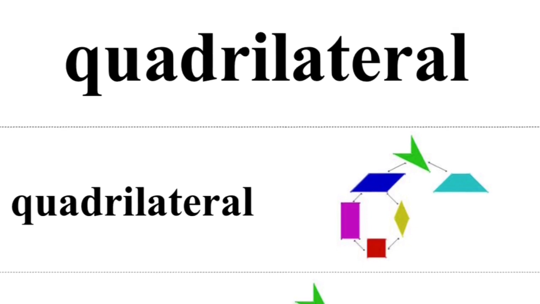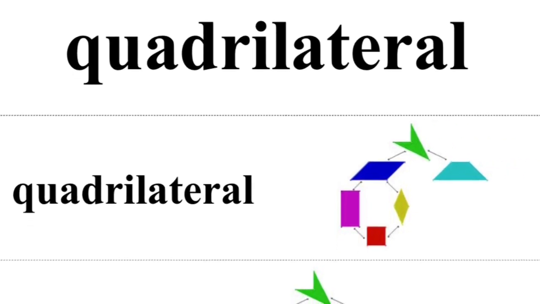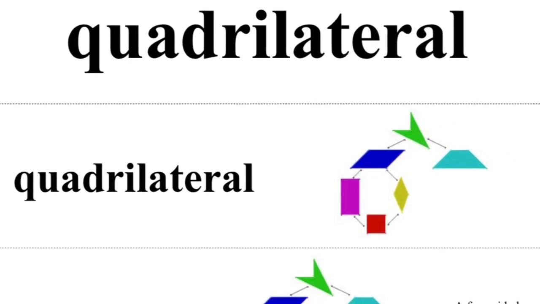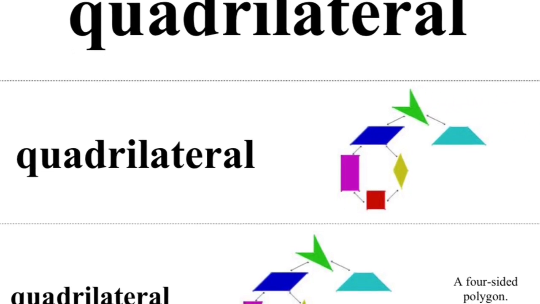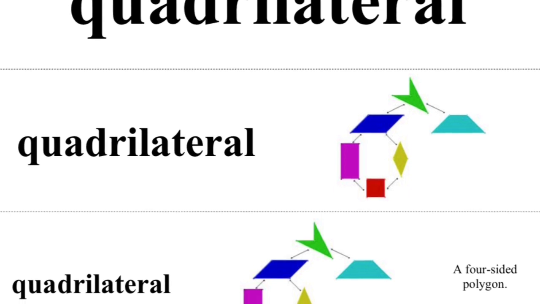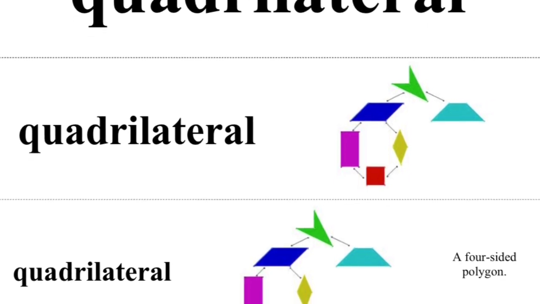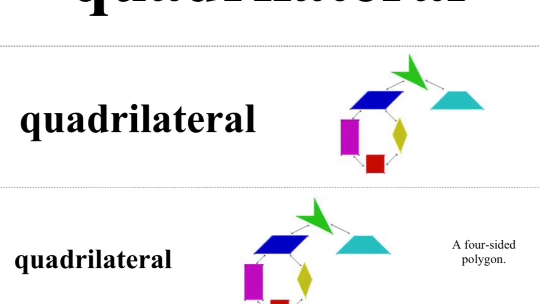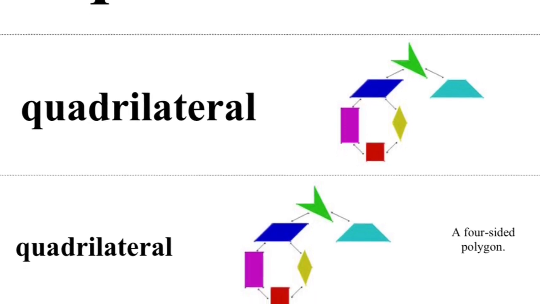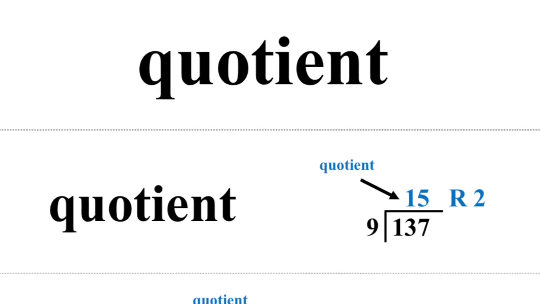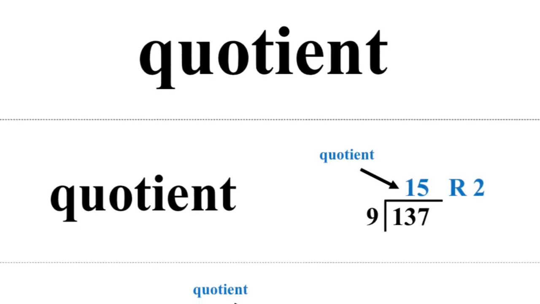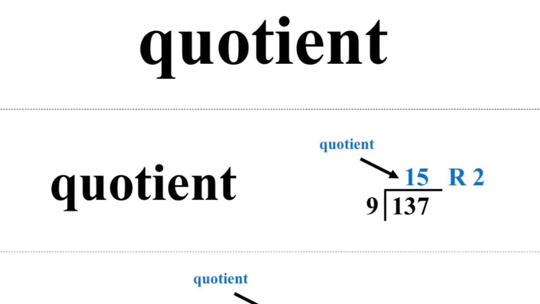A quadrilateral is a polygon with four sides. So quadrilaterals can be parallelograms, they can be rectangles, they can be squares, as long as it is a two-dimensional shape with 4 sides. A quotient is the answer you get when you divide one number from another.